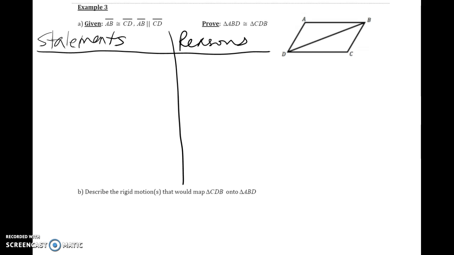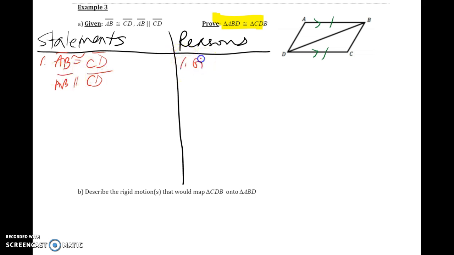So first thing we're going to do is annotate our diagram and look at what we're trying to prove. So we want to prove that triangle ABD is congruent to triangle CDB. And they give us that AB is congruent to CD, so I'm going to annotate my diagram with that information. And they give us that AB is parallel to CD. That is interesting. All right, so to begin our proof, we're going to state our given information, AB congruent to CD, and AB parallel to CD.